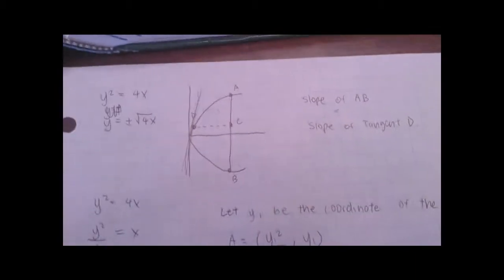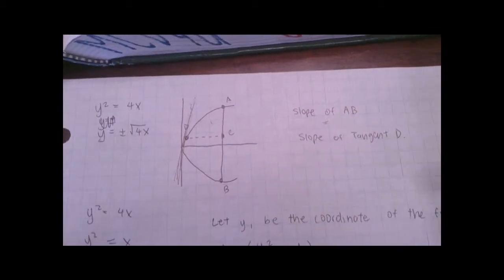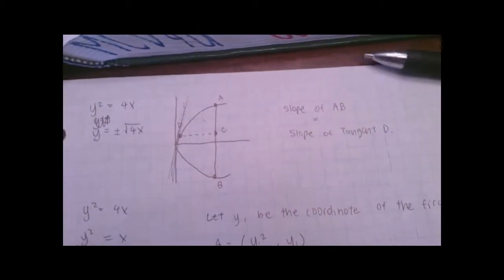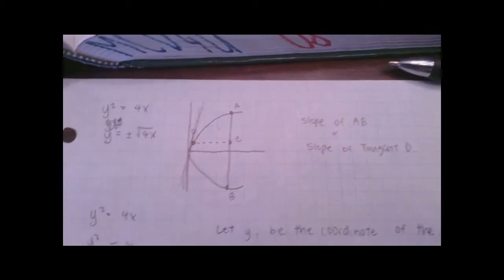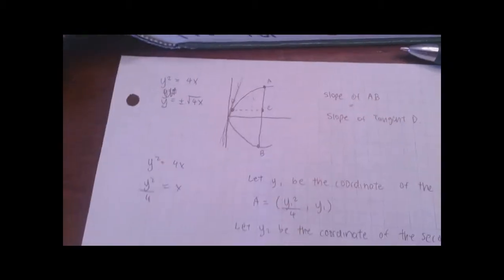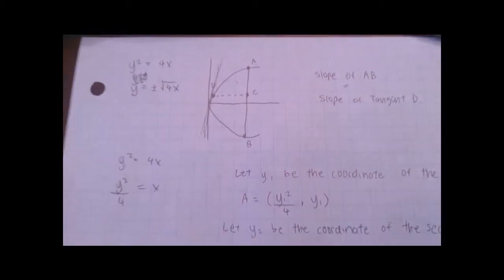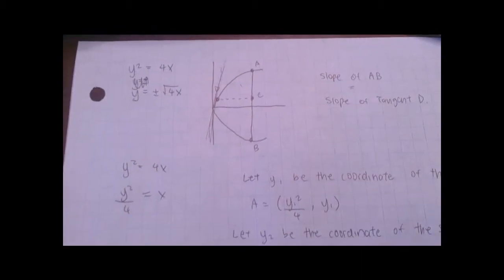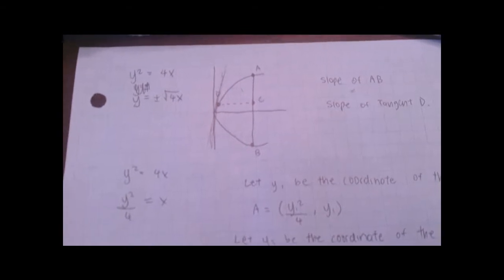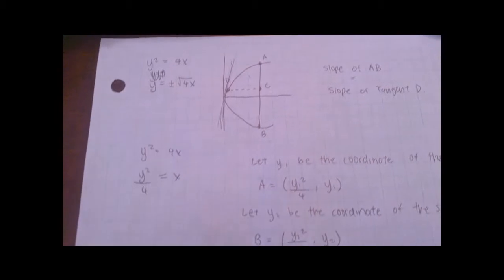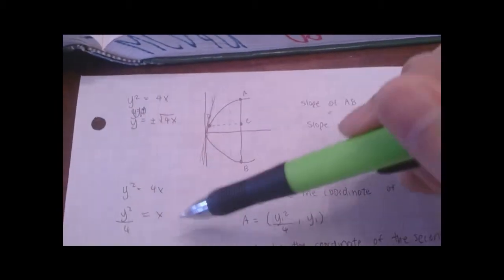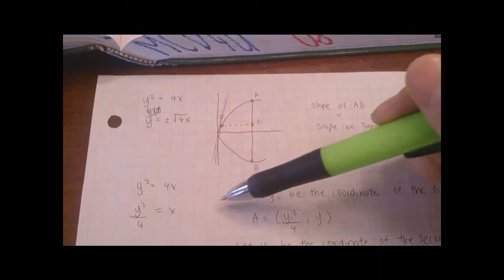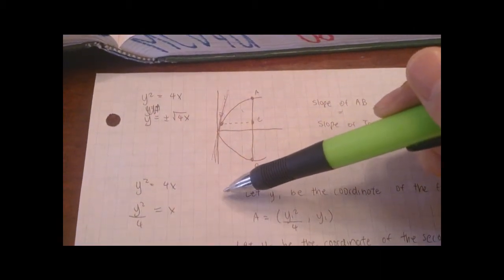So to prove that they're parallel, we know that the slope of AB has to equal the slope of tangent D. So what we're going to do now is look for the slope of AB and slope of tangent D and see if they are the same. So first we need to establish some coordinates for our points, A and B. So we need x and y values. We're going to let y1 be the coordinate of the first point, and then we're going to let x be in terms of y.